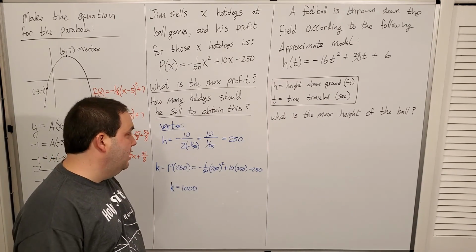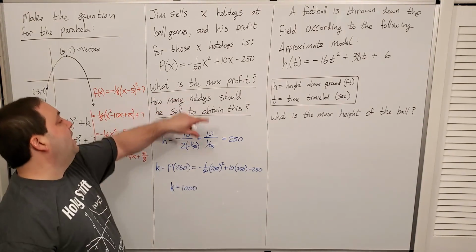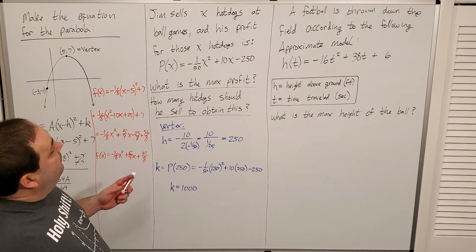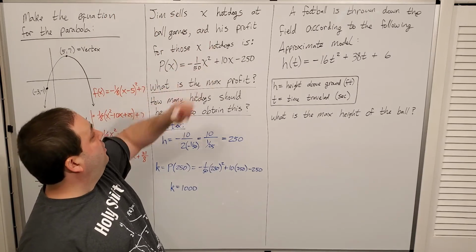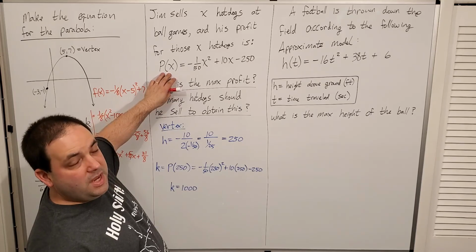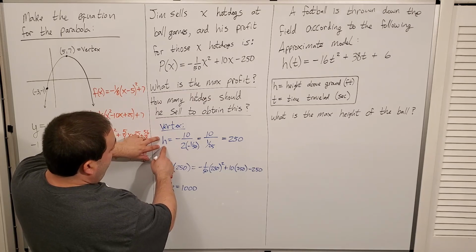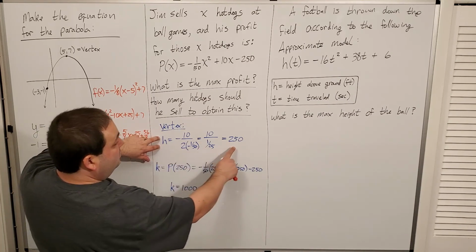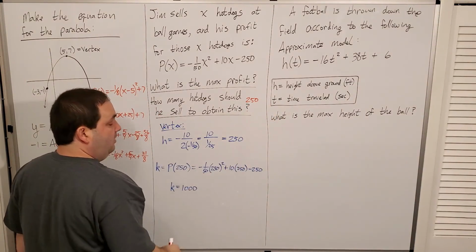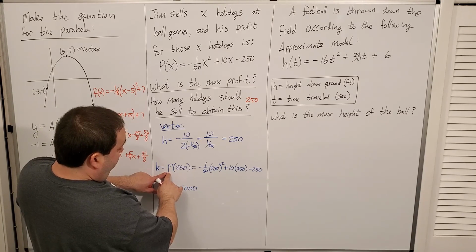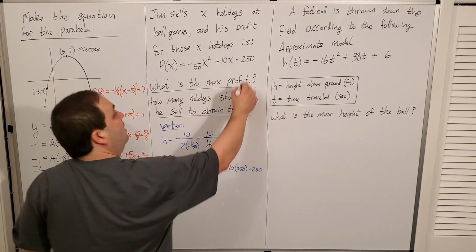That's the key to this question right here. What is the maximum profit, and how many hot dogs should I sell to obtain this? Well, remember, the hot dogs is represented by X, right? He sells X number of hot dogs, and then the Y value is the P, the profit. So how many hot dogs should he sell? In my vertex, remember the H is the X component. So he should sell 250 hot dogs, and for doing that, the profit at 250 hot dogs, we just calculated, was $1,000.